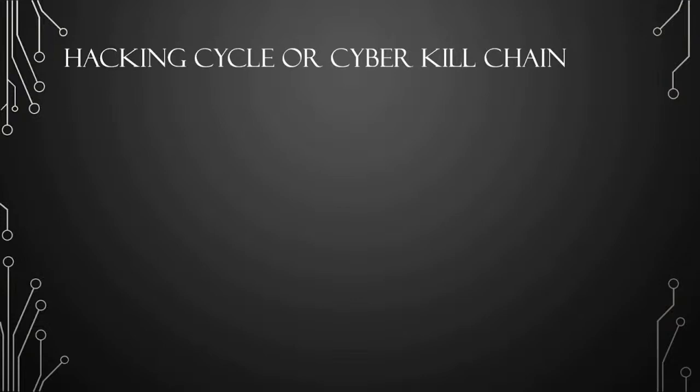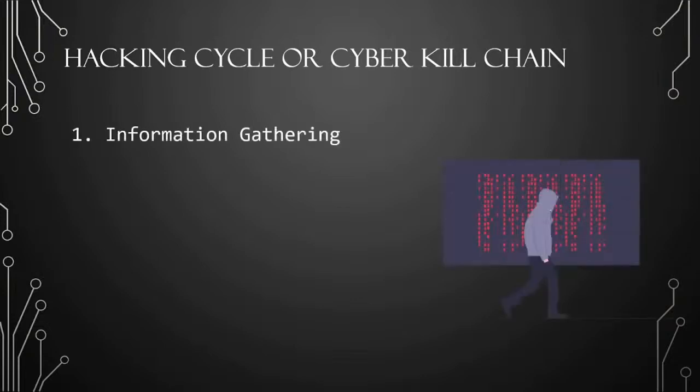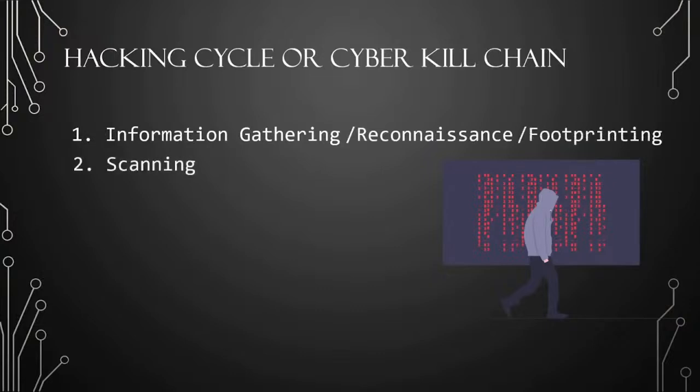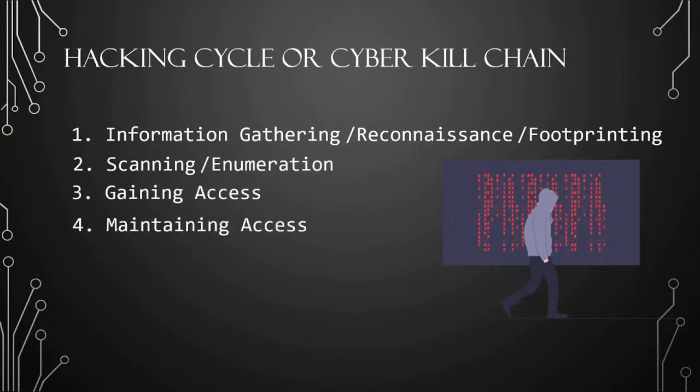The first step that you perform in the hacking cycle or cyber kill chain is known as information gathering. Certain organizations term this step by different names. They can also call it reconnaissance or footprinting. Second step is known as scanning. It can also be referred to as enumeration. Third step is gaining access. Fourth step is maintaining access. And the last step is known as reporting or clearing traces.